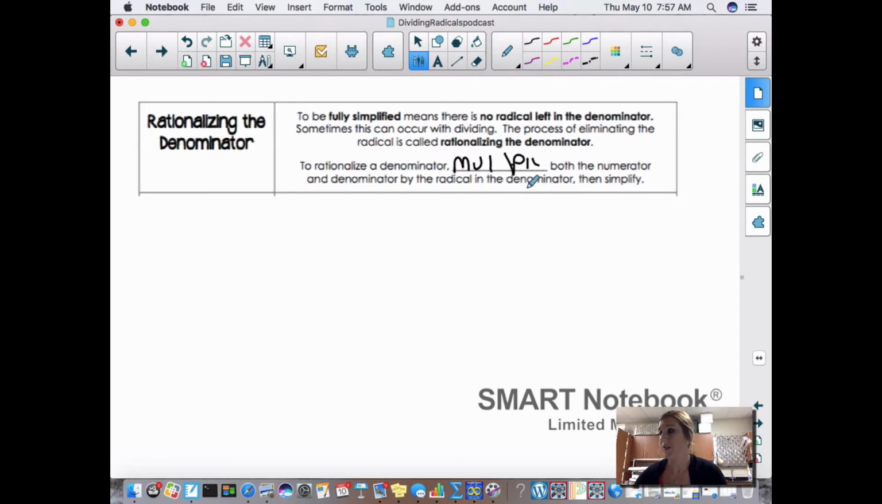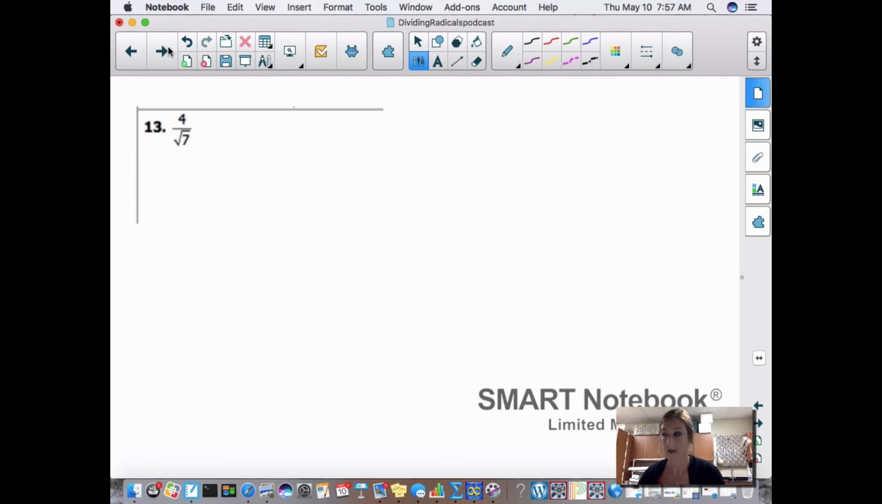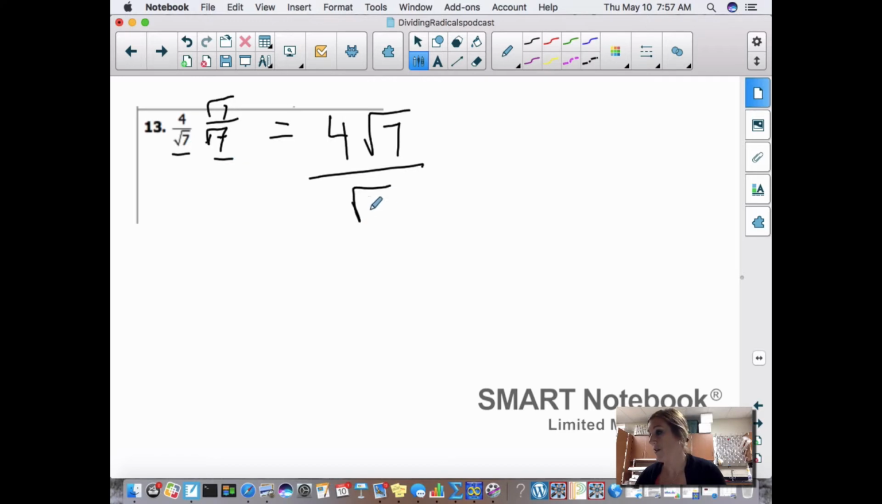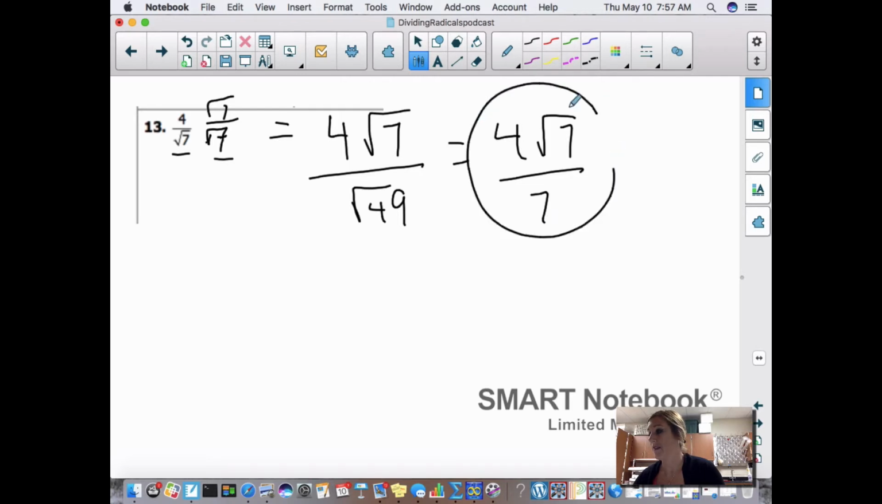Okay, so for example, number 13. I cannot simplify radical 7. So I am going to multiply my denominator by radical 7 and my numerator by radical 7. So by doing that, in my numerator, I get 4 radical 7. In my denominator, if I multiply my radicals, I get radical 49. And then I simplify. So I have 4 radical 7 over square root of 49 is 7. And then I look to simplify if I can. I cannot, so I leave it like that.